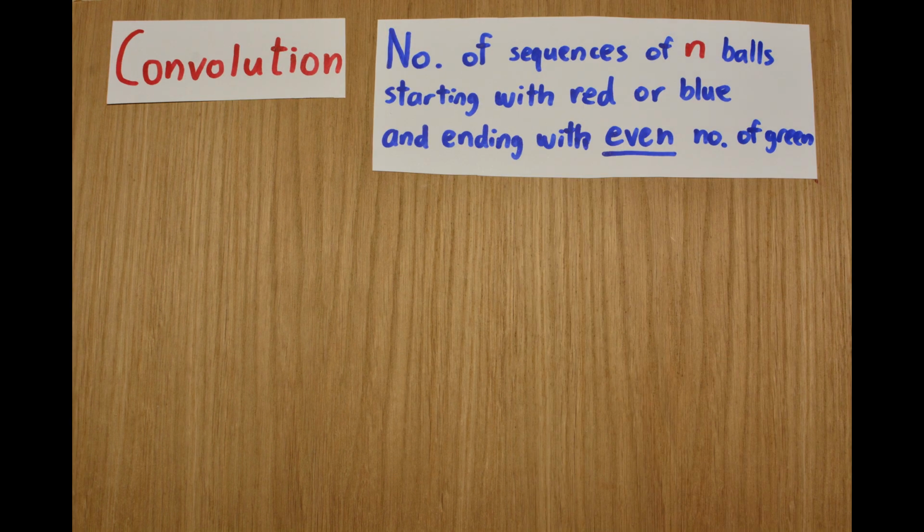This may all sound a bit arcane, so let's give an easy example first. Let's count the number of ways we can arrange n balls into a line such that the line starts with either red or blue balls and must end with an even number of green balls. Here are a few legal objects.